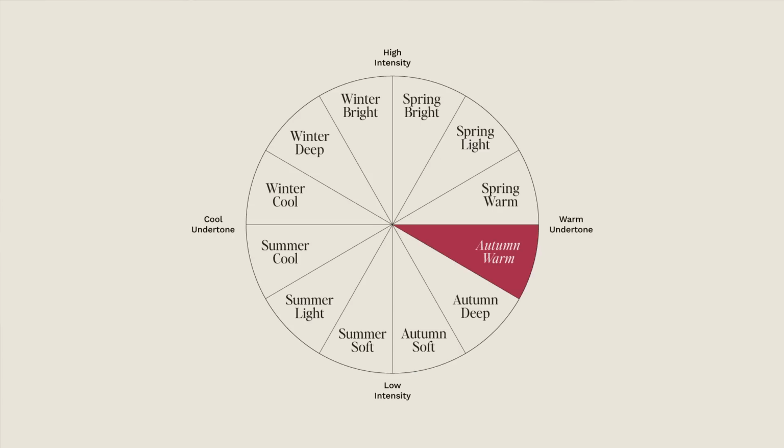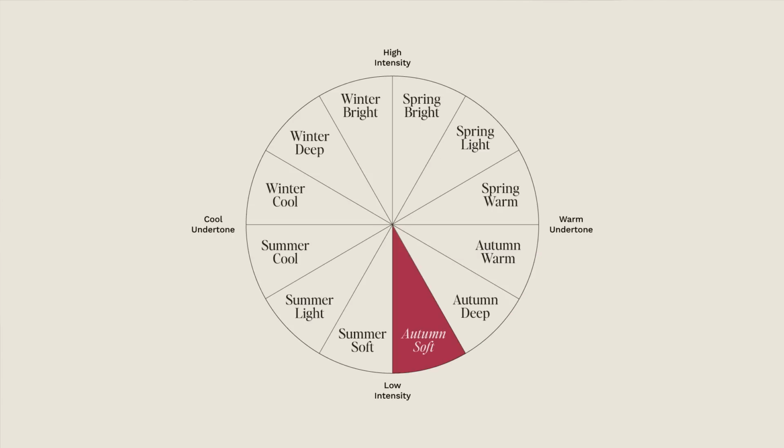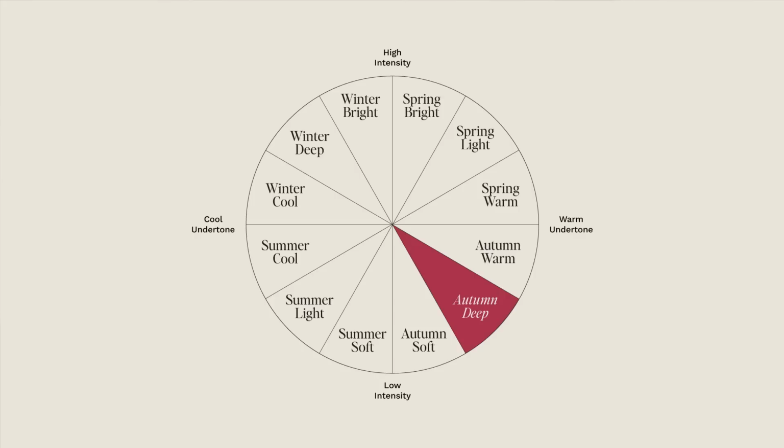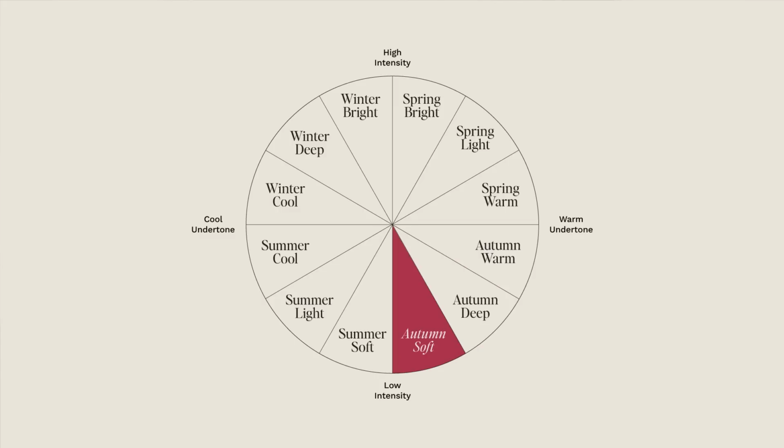Autumn is warm, deep and soft. Now, if the warmth is your dominant feature, the warmest colors in the autumn palette are going to be your absolute best, and you will be autumn warm. If your dominant feature is the depth, it means that you work very well with the darkest colors of the autumn palette, and your specific subgroup is autumn deep. If the softness is your dominant feature, you work extremely well with the softest colors of your palette, and your subgroup is going to be autumn soft.